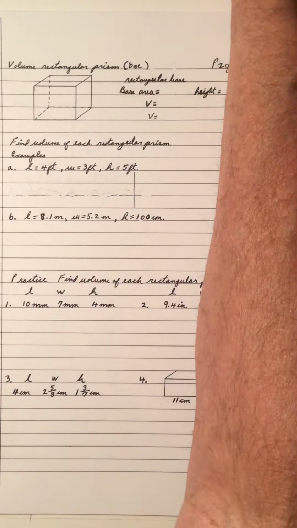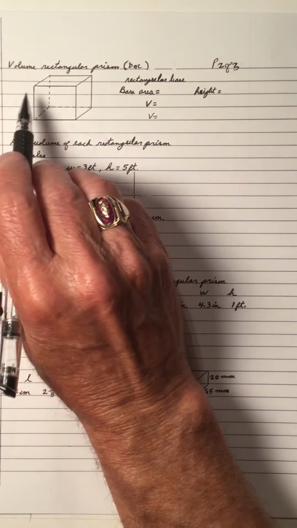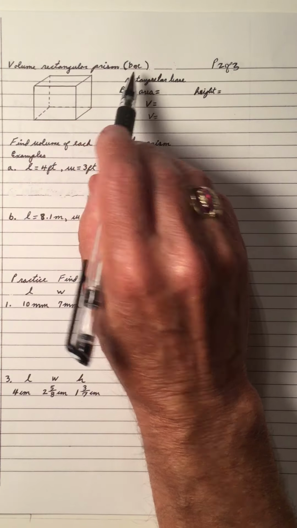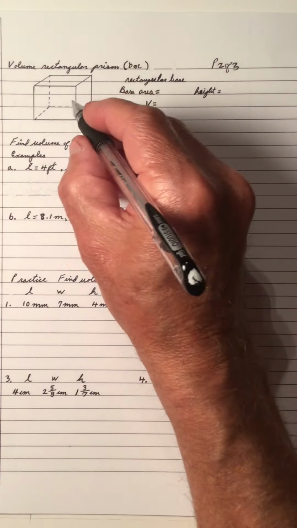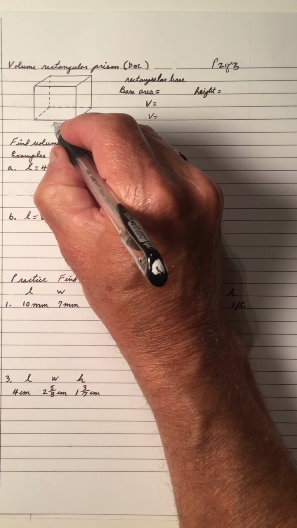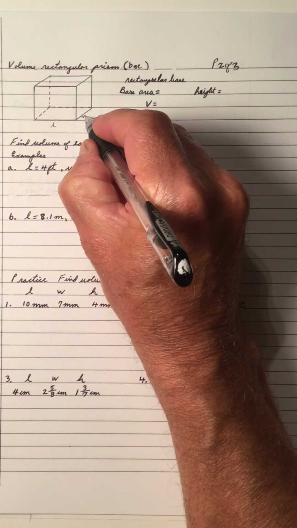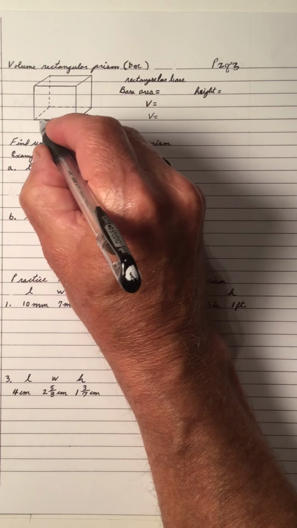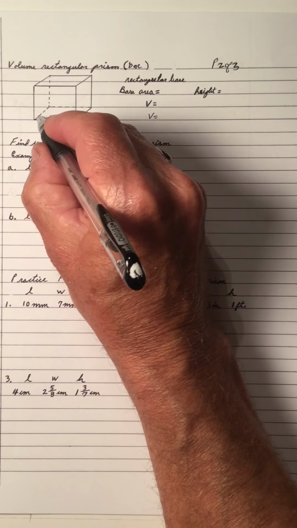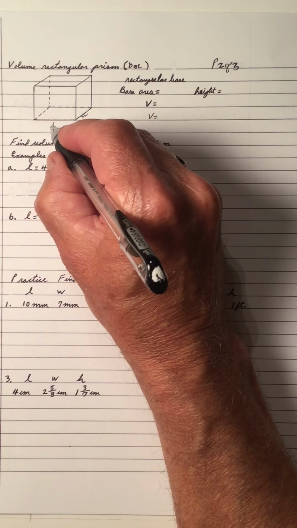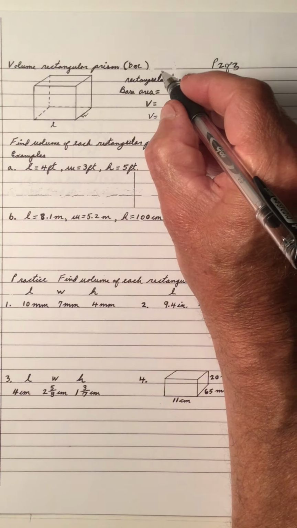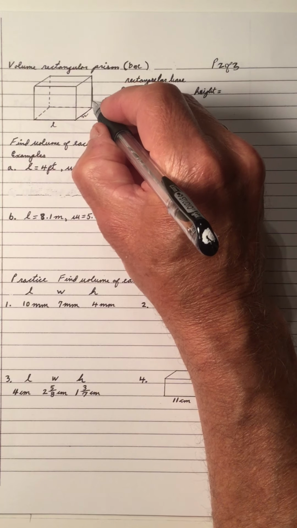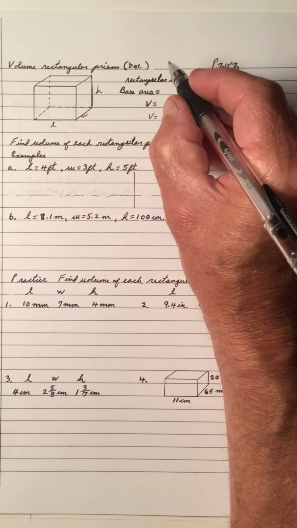Hi, welcome to my video on the volume of a rectangular prism, or it could be called a rectangular box. The volume of a rectangular prism or box. The rectangular box has a rectangle at the bottom which has a length and a width. So the bottom of the box, which is right here, is a rectangle, and its dimensions are length and width. And this is the height of the box, that's h.